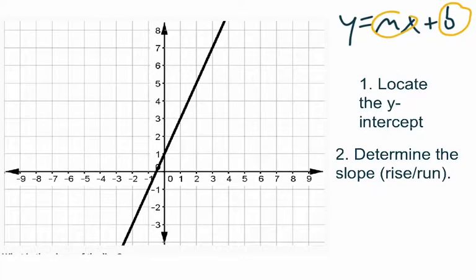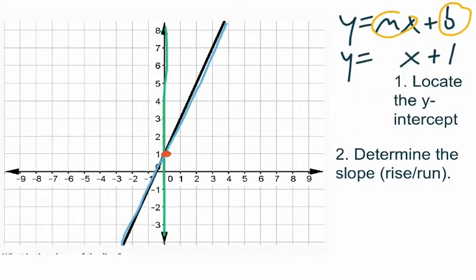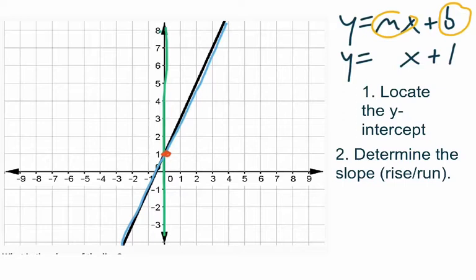Now remember, the y-intercept: where does our graphed line cross the y-axis? So, where do they cross? Right there again. I think it's right at 1 again. So, plus 1, because it crosses on the positive side. So we know we're going to get a plus 1. That is the y-intercept. So, y equals something x plus 1.